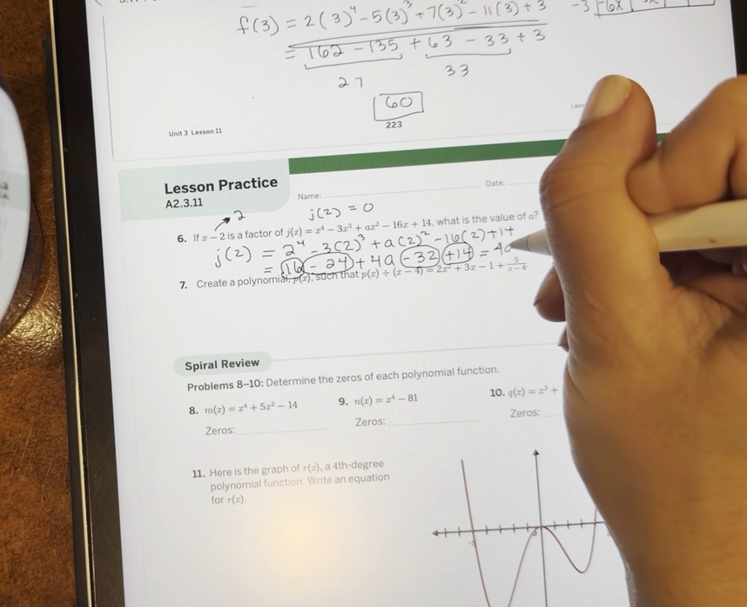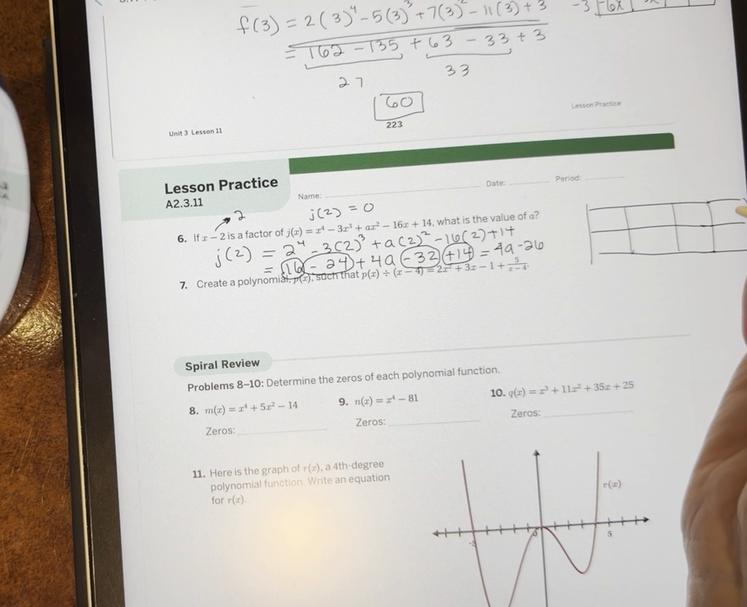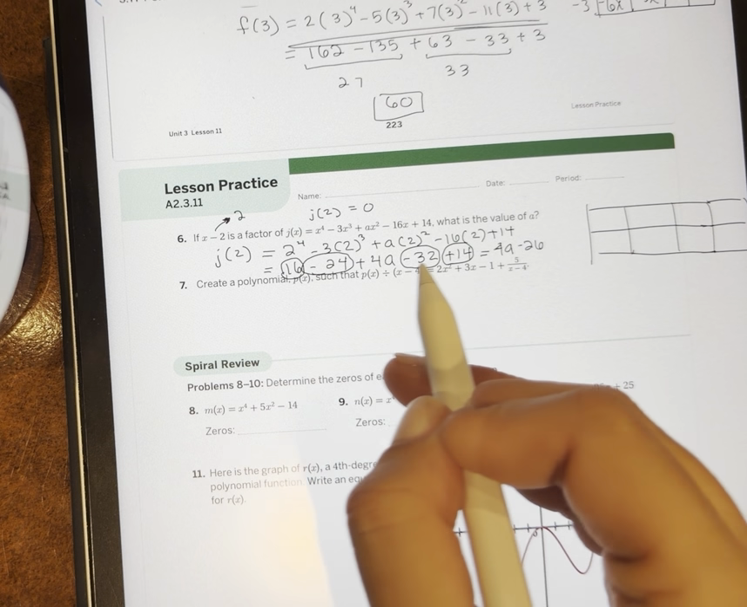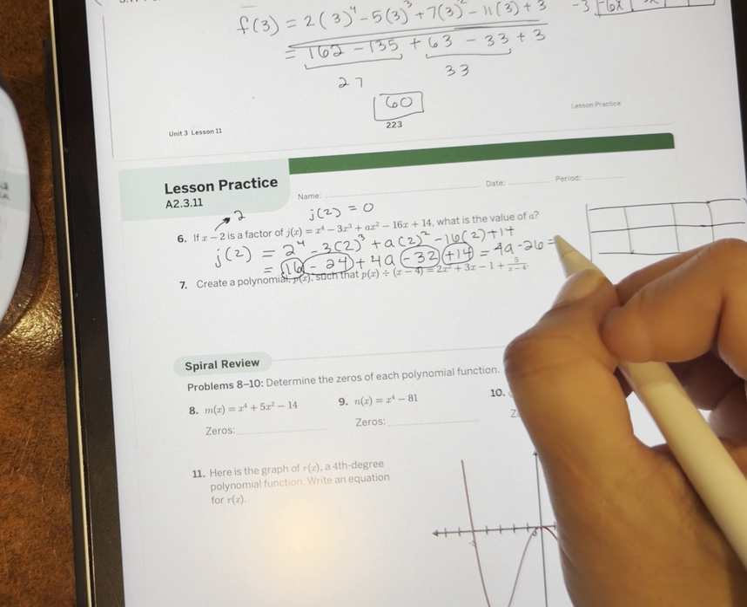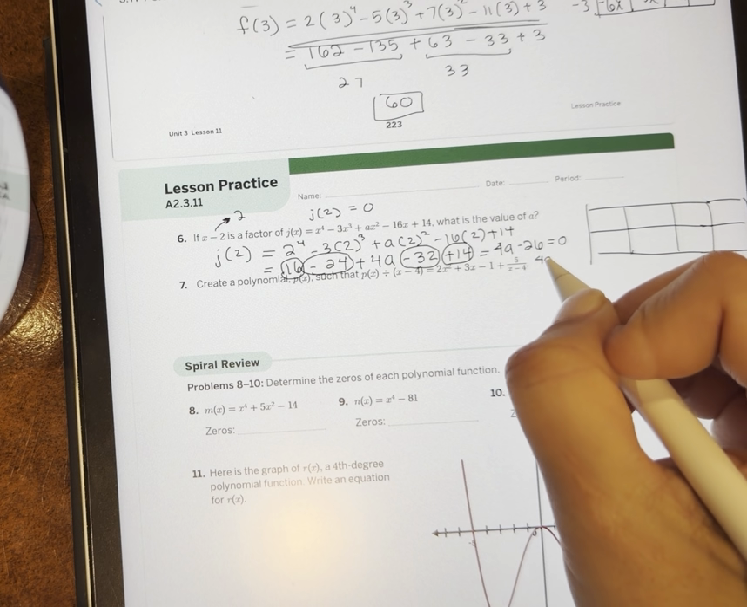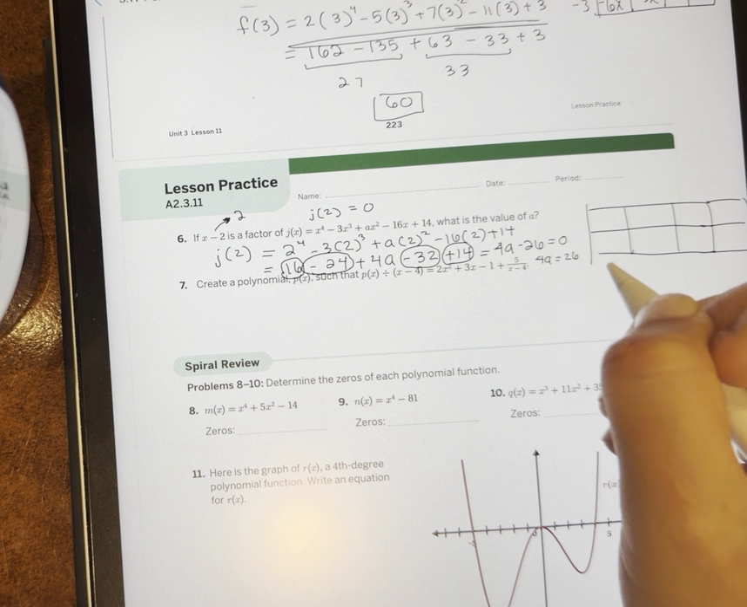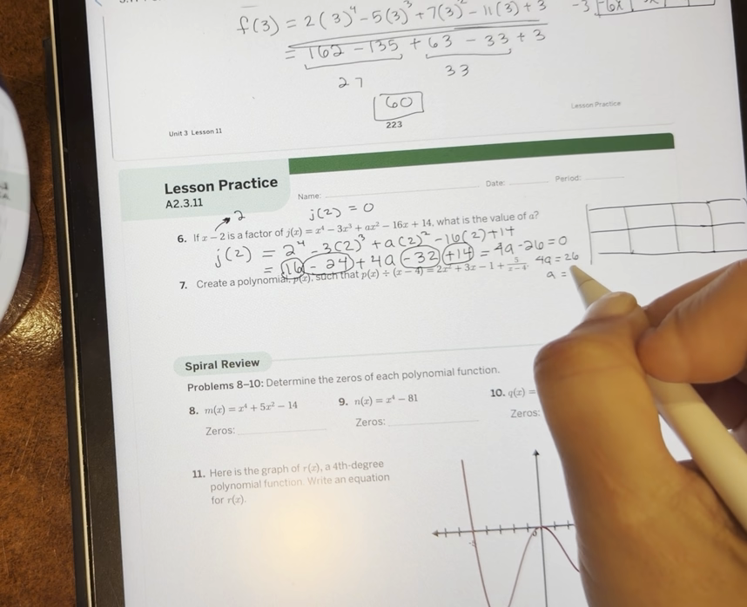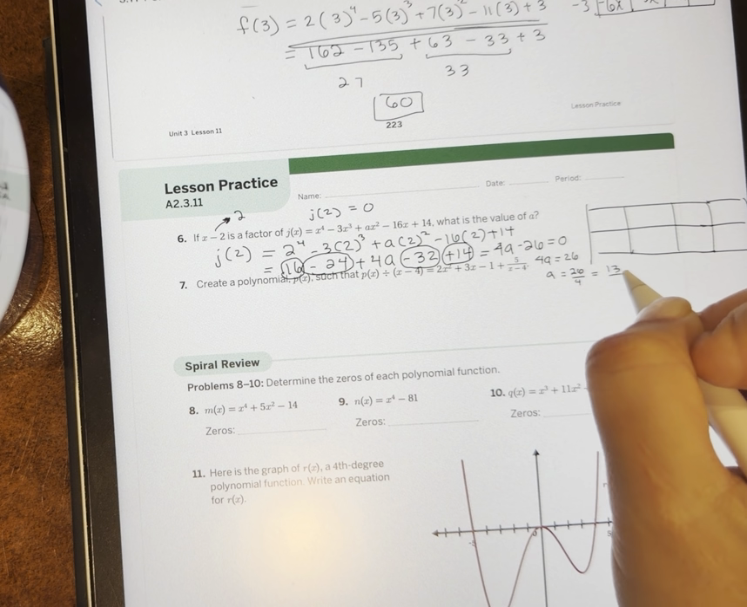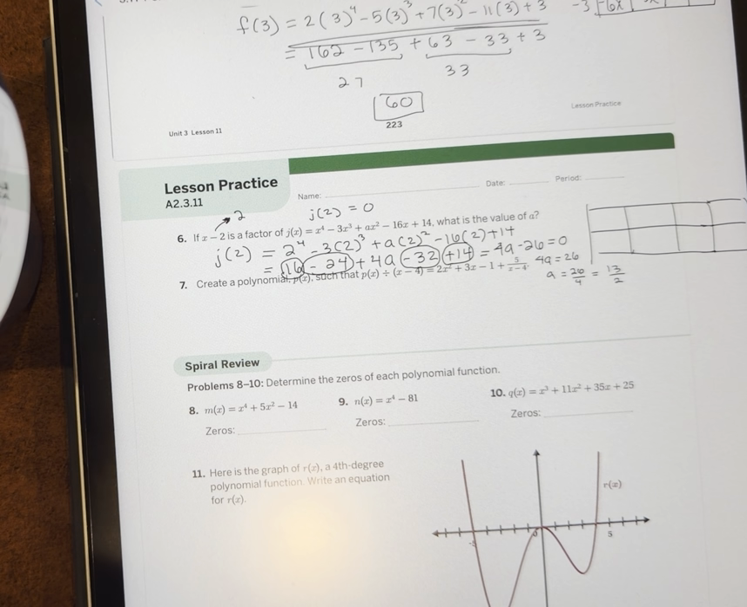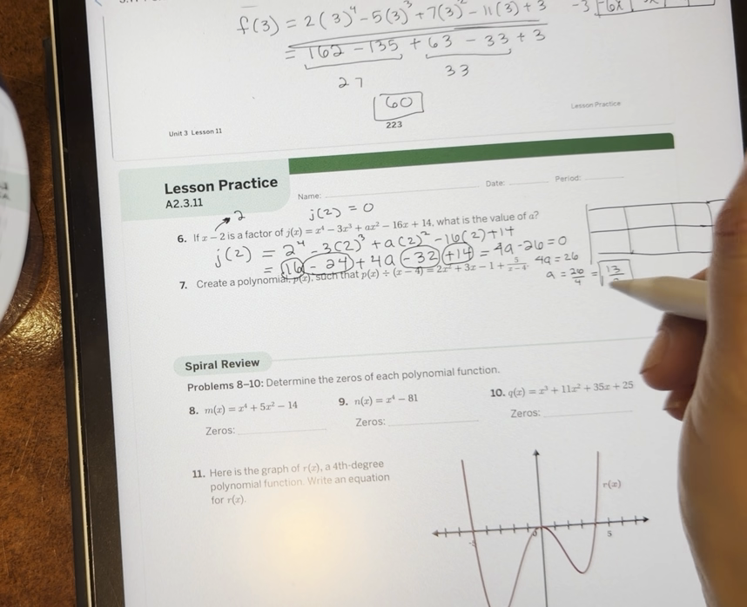I have 4a minus 26 is what this all simplifies to. And that needs to equal 0. Which means that 4a must equal 26. Which means that a must equal 26 divided by 4, which is 13 divided by 2. That's what a should be.